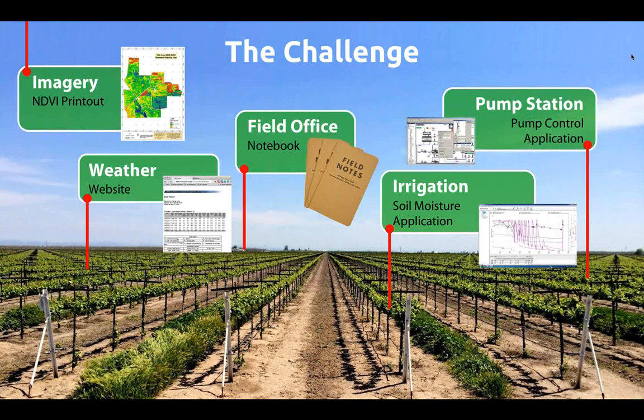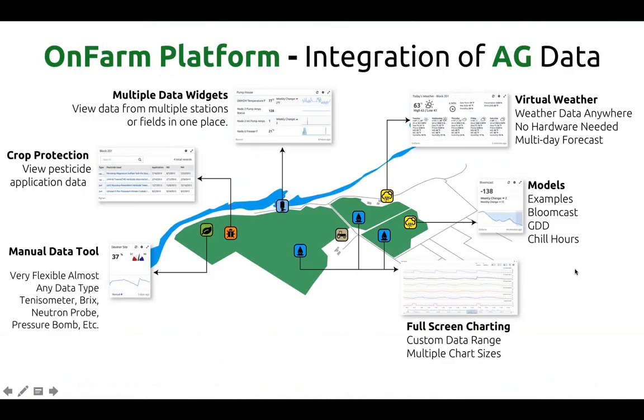Or like what Ranch is doing with pump control and soil moisture data. And we're trying to get you past that, where it's easier to manage all that and get it into one place. This is an example of a pretty common field where we're pulling data in from all these different devices.